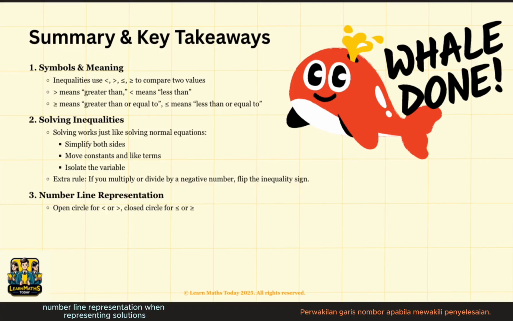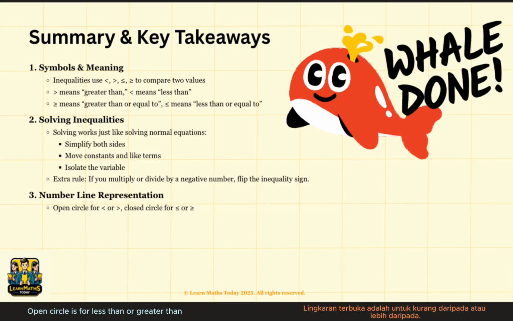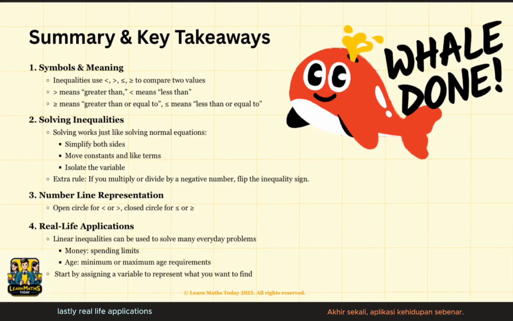Number line representation. When representing solutions, an open circle is for less than or greater than, as the number is not included. A closed circle is for less than or equal to or greater than or equal to, as the number is included. Always point the arrow in the correct direction to show all possible values. Lastly, real-life applications. Linear inequalities appear in many everyday situations. Always start by choosing a variable for what you want to find, then write and solve the inequality.